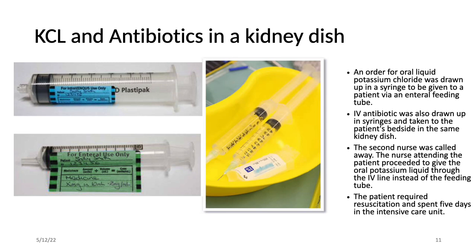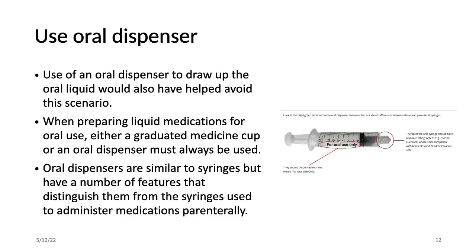It's important that whenever we draw up a medication, we put a label. For intravenous, we use a specific label, and for enteral, we use different labeling. Another way to avoid this error is that when we are using a liquid form, it's better to use a graduated cup, or when we are using a syringe, to use a specific syringe made for enteral medication. This syringe has a label that it is for oral use only. In addition, it doesn't fit on the connector of the IV line, and this is a forcing mechanism that can prevent the error from happening.